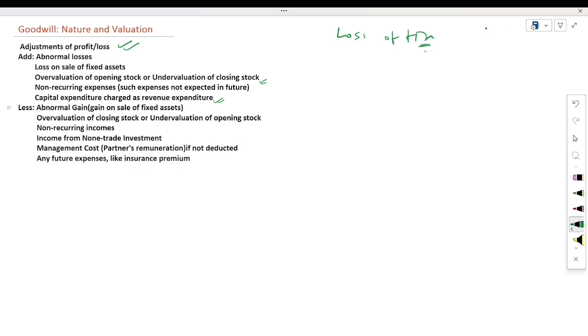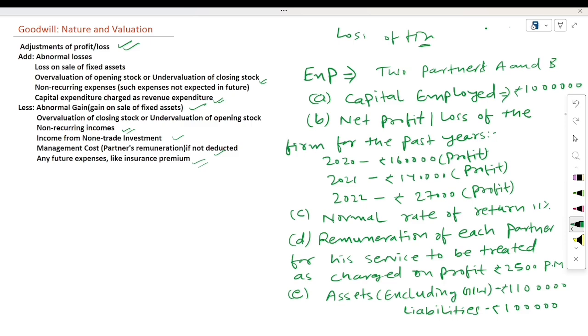First of all, we will deduct here abnormal gain or gain on sale of fixed asset, then overvaluation of closing stock or undervaluation of opening stock, then non-recurring incomes, income from non-trade investment, management cost if any. Suppose any partner is getting remuneration given here or if not deducted from the profit, then we will deduct it. And any future expenses like insurance premium is given, then we will also have to deduct this from the given profit or loss. Now we will understand with the help of an example how to do the adjustment part.